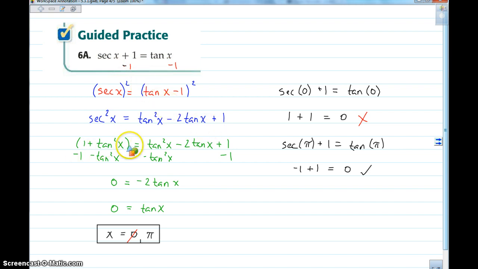Once you square both sides and do the replacement with the Pythagorean identity, then you should get that 0 is equal to negative 2 tangent x. And when you find out when tangent is equal to 0, it's at 0 and pi. Fortunately, 0 does not work when I plugged it back in up here, but pi does work, so pi is our only solution.